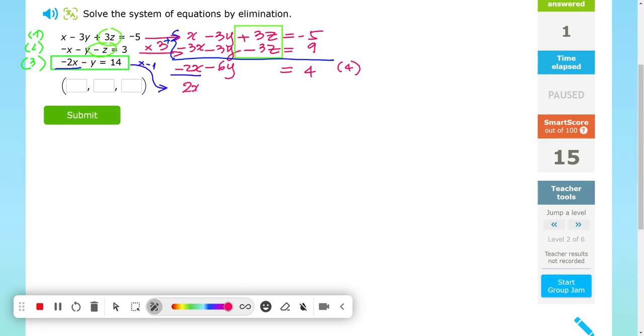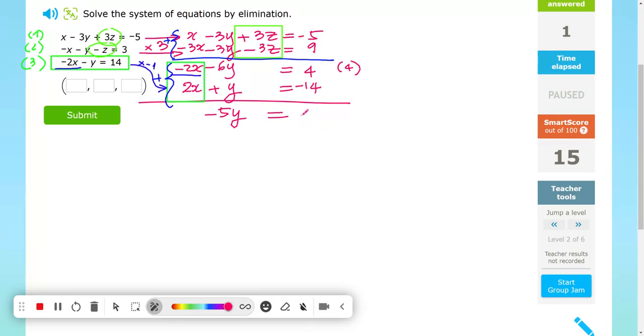So I just write exactly underneath. Okay? Negative y times negative 1 becomes plus y. On the right side, make sure I multiply by negative 1. 14 times negative 1 becomes negative 14. So again, you can see over here, the x terms are opposite. Okay? So if you add them, you will eliminate the x. So let's add them over here. Here we go. So no more x. Subtract 6y plus 1y becomes subtract 5y.